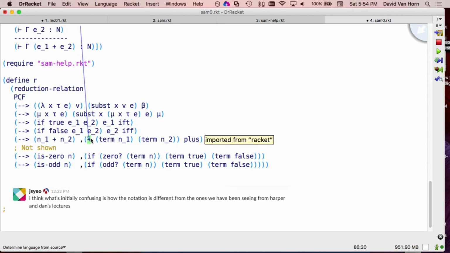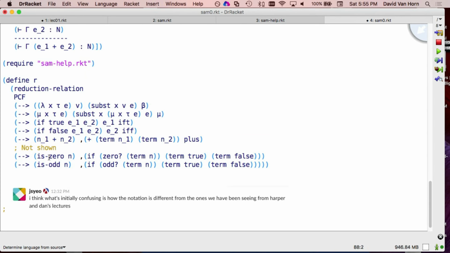So I'm saying I want to add two numbers together. Which numbers? Well, go back into term world and get me the number that's bound to n1. And that'll be the first argument. And then the number bound to n2, that'll be the second argument. I add those two numbers together. And that's the term that I'm producing here. So that's how plus works. And the tool will tell me, notice it's saying that plus is imported from Racket, right? That's Racket's addition function. Okay.